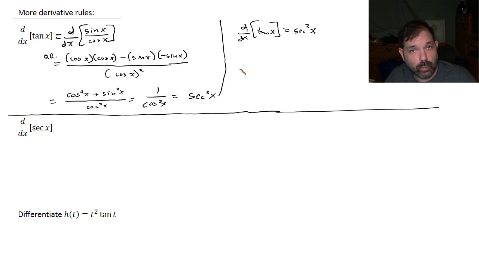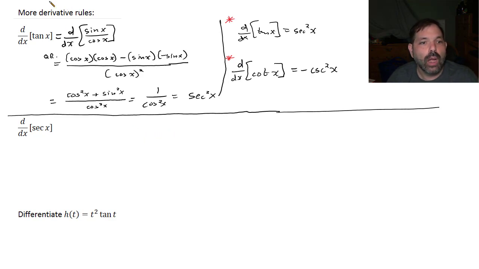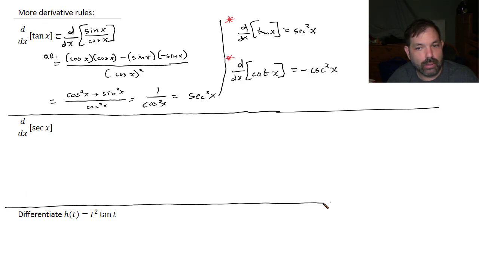Similarly, and I won't prove this one, but it would be a good exercise, we can prove that the derivative with respect to x of the cotangent function is equal to negative cosecant squared x. These are a couple new rules that we need to add to our repertoire. Why don't you try and use a similar method like I just used to develop the rule for the derivative of the secant function. Now would be a good time to pause and try that one out on your own.